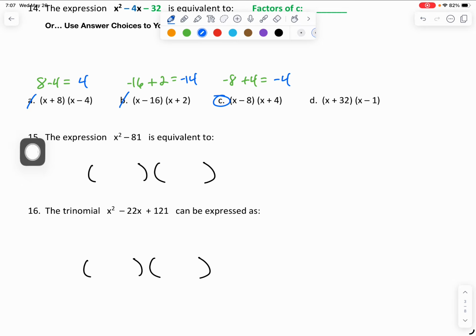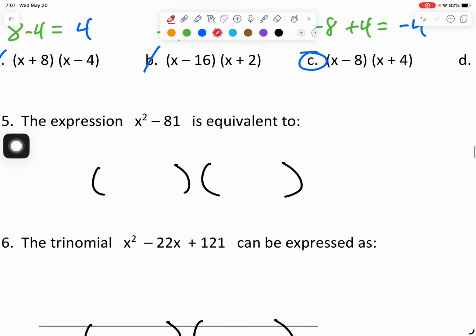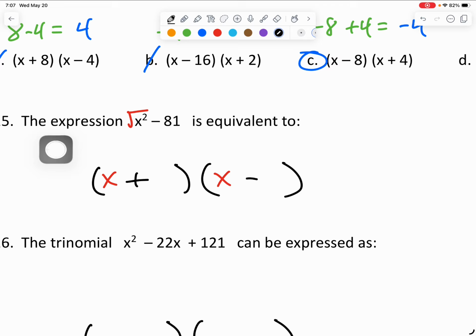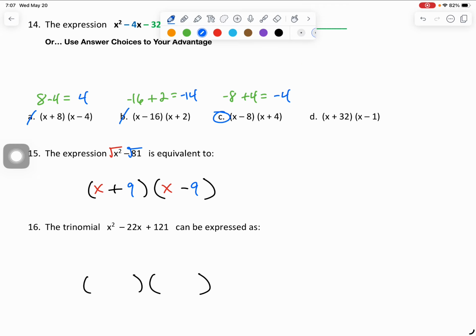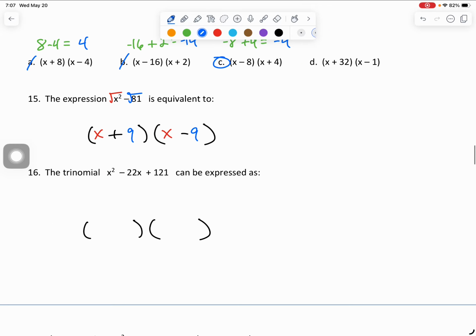The expression x squared minus 81, we will take the square root of x squared. I'm going to drop that x in both of them. All right. I'm going to put a plus and a minus. And from here on out, we will take the square root of 81, which is 9. Drop, and you are done with 15.